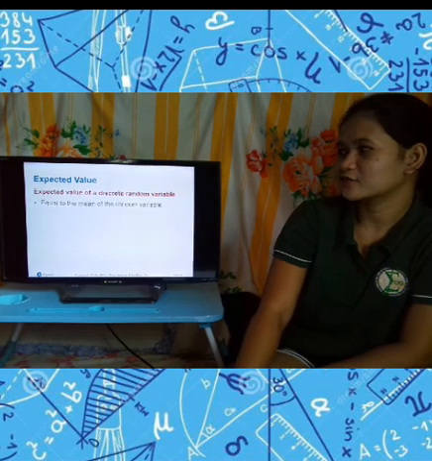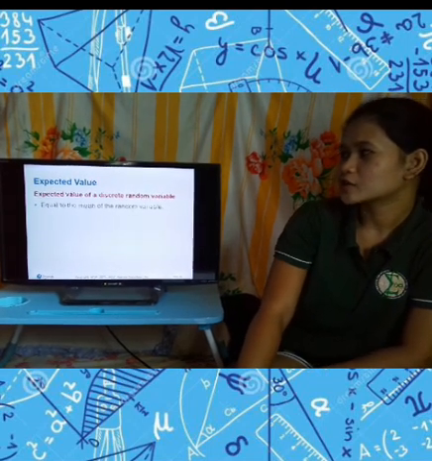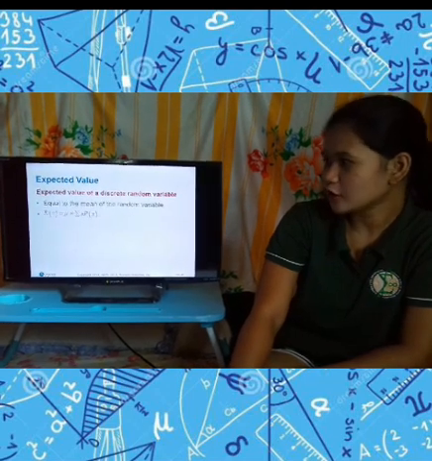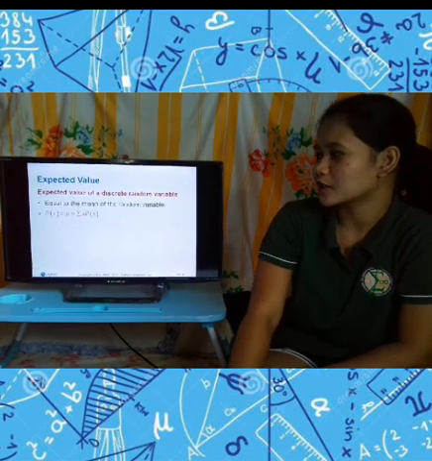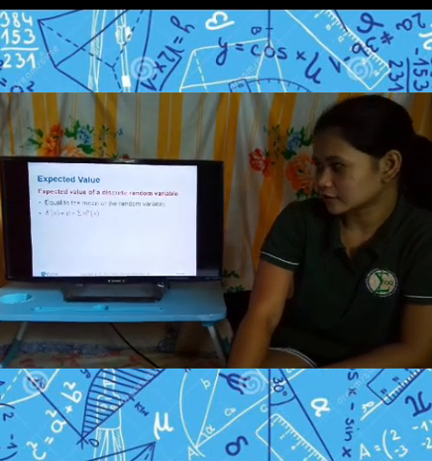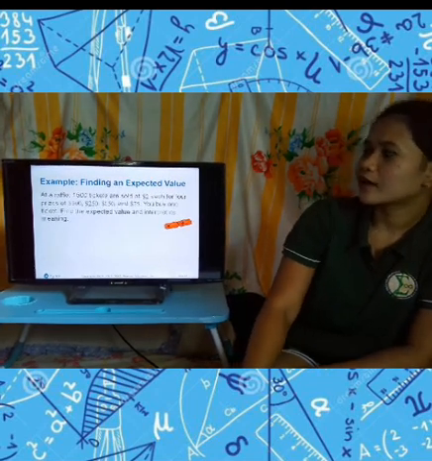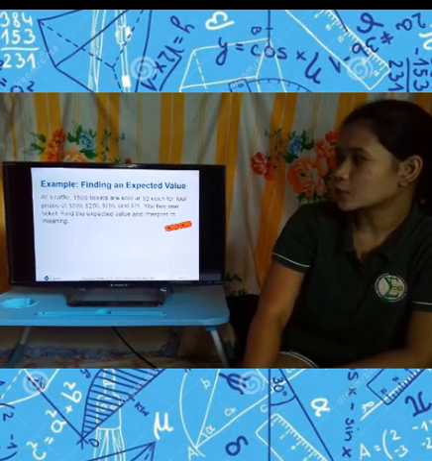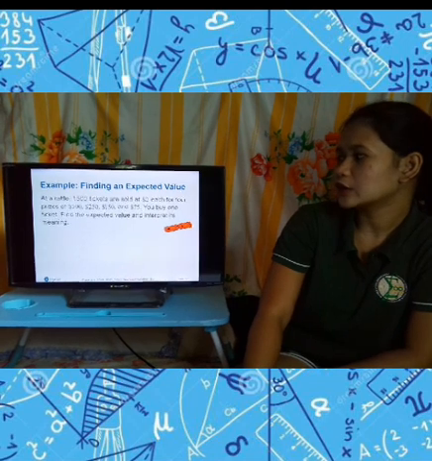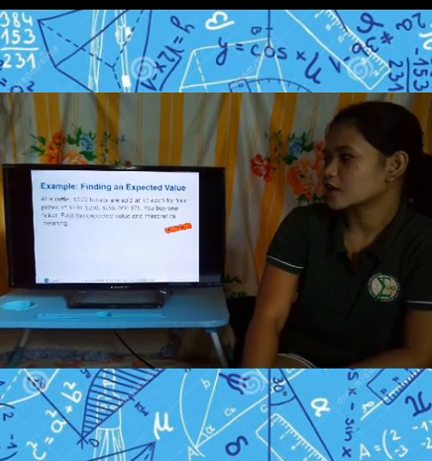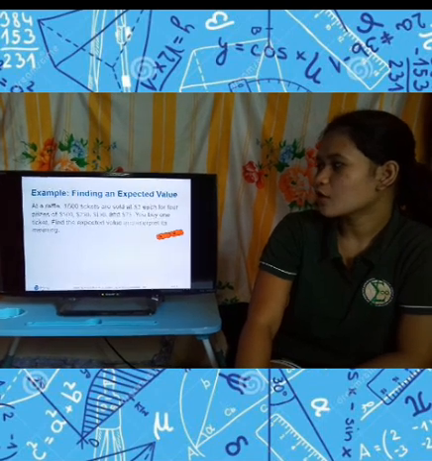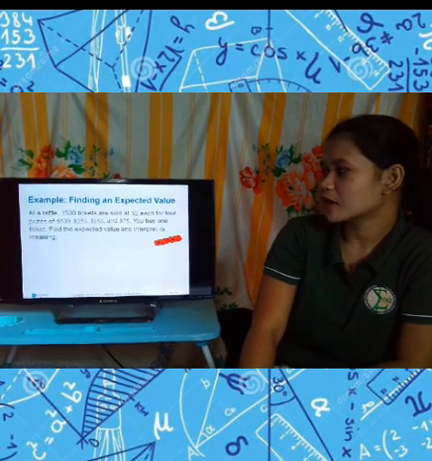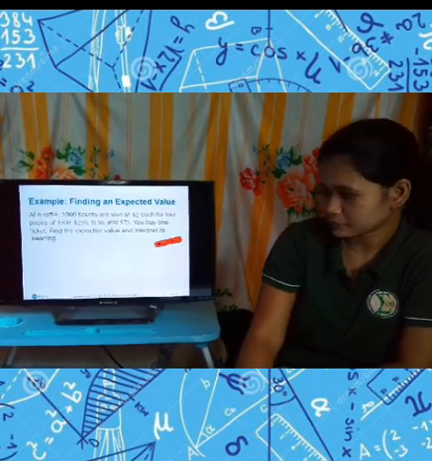Let's proceed to the expected value of a discrete random variable. So expected value is equal to the mean of the random variable. E of x is equal to the mean, which is equal to the summation of x times the probability of x. Now, let's have an example in finding an expected value. At a raffle, 1,500 tickets are sold at $2 each for 4 prizes of $500, $250, $150, and $75. You buy one ticket. Find the expected value and interpret its meaning.